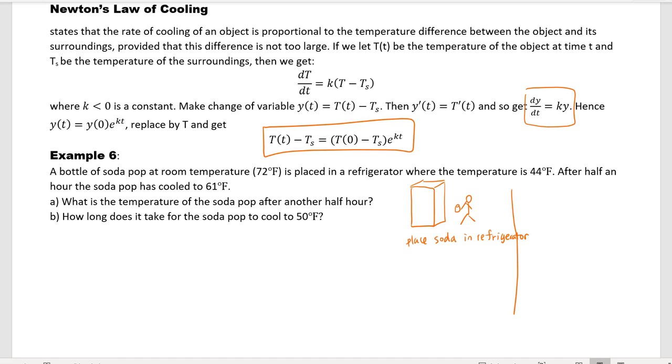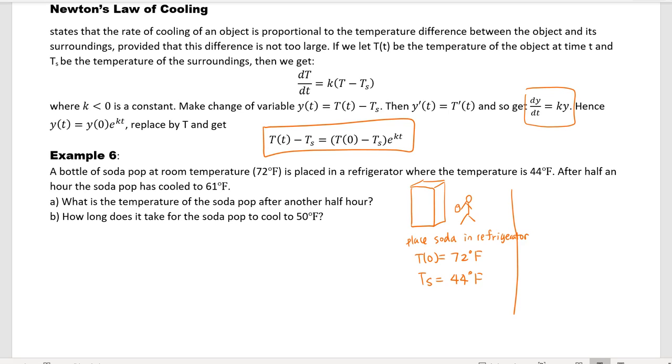Okay, now what happened? What is your initial temperature? The initial temperature of the soda pop, because it was outside, is 72 degrees Fahrenheit. But the temperature surrounding, after you place the soda in the refrigerator, is 44 degrees Fahrenheit.